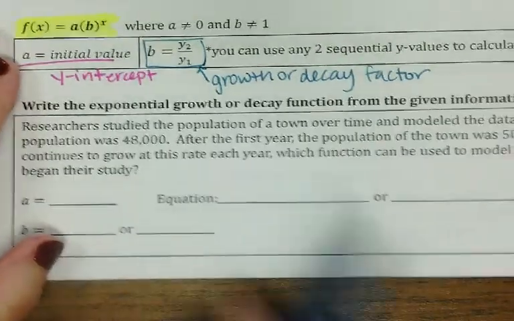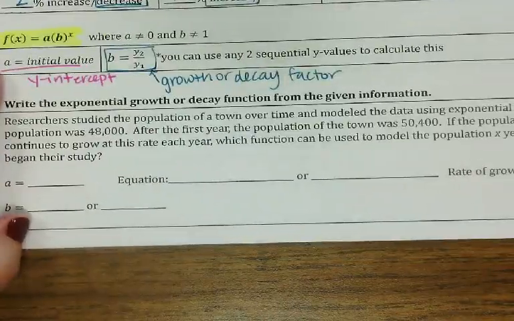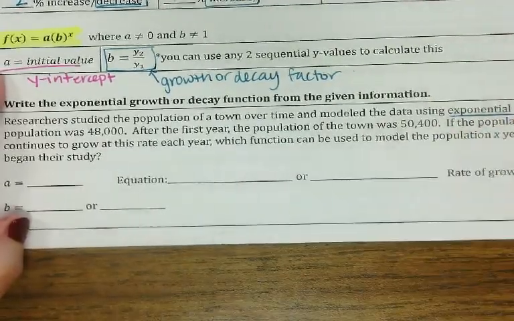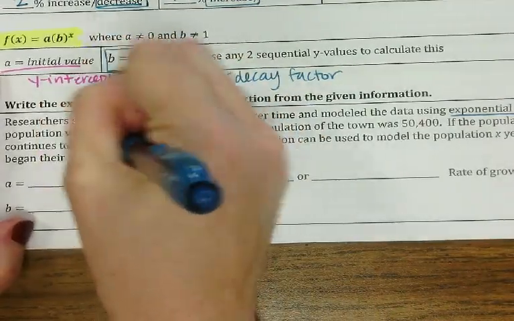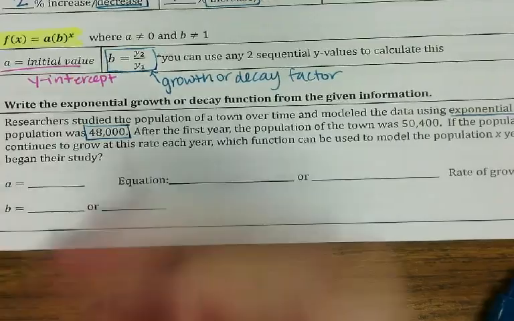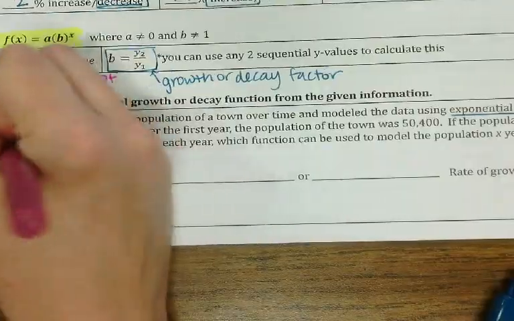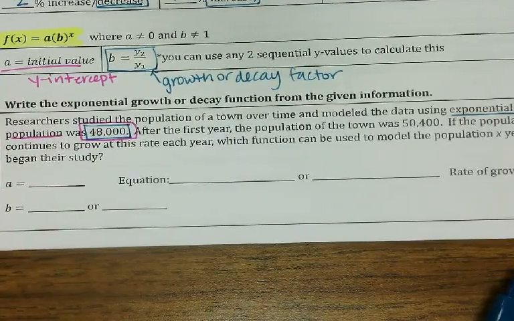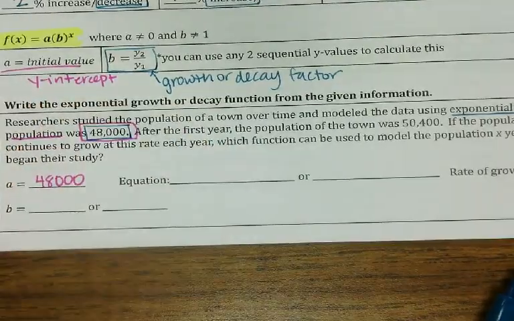Researchers studied the population of a town over time, and modeled it using an exponential function. So they told you it was exponential. The initial population was 48,000. So guys, if that's my initial population, what letter is 48,000 going to represent? A. So we have our A value right there, 48,000.